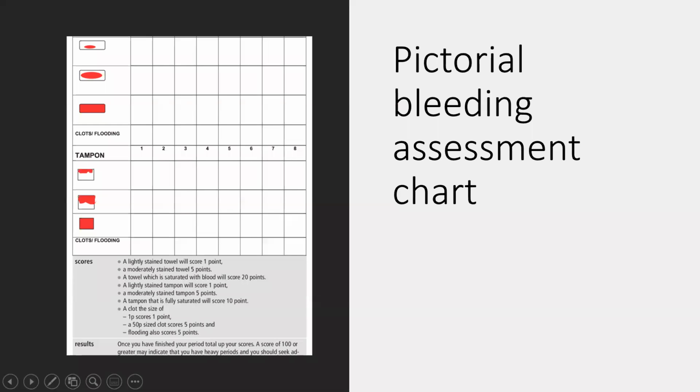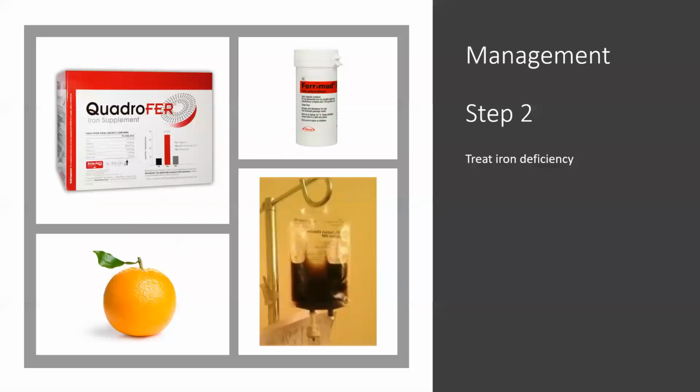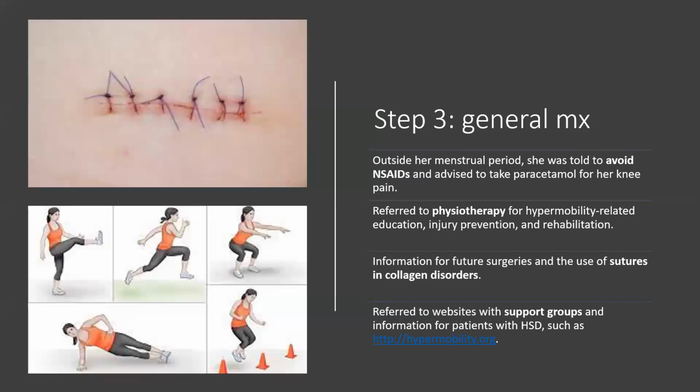And then we also gave a pictorial bleeding assessment chart to complete. It just helps us track our response to treatment, especially if it's rather experimental. Then we needed to treat our iron deficiency with oral iron, as well as IV iron initially. And thirdly, general management.